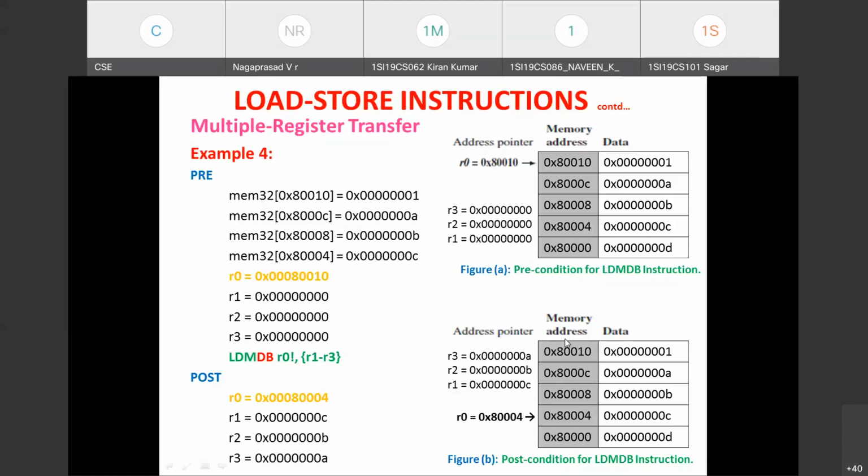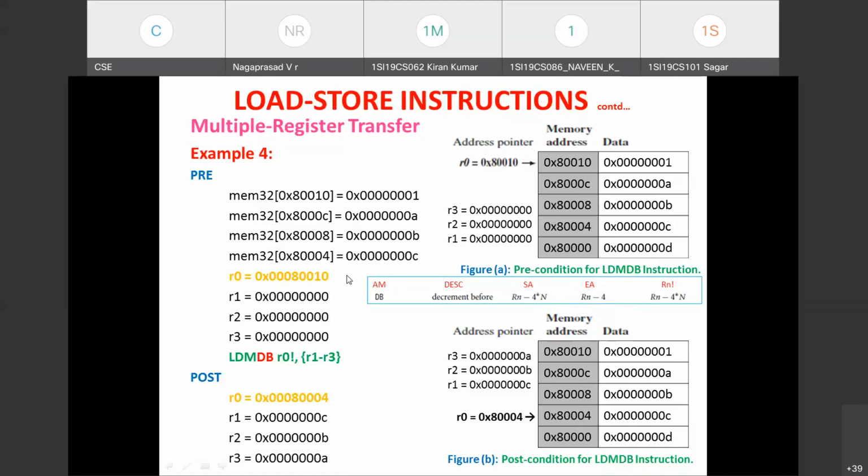You can see the expression here for decrement before. The starting address, meaning the lowest address, is Rn minus 4n. It is DB, right? So 4 into 3 is 12. 16 minus 12, what do you get? It is 4. 80004 is the lowest or starting address, and the ending or highest address for this memory access is Rn minus 4.